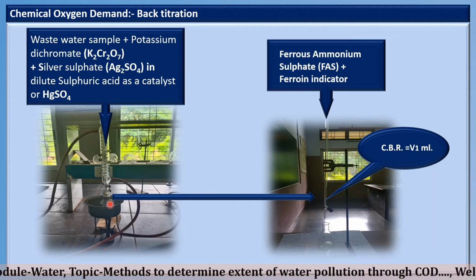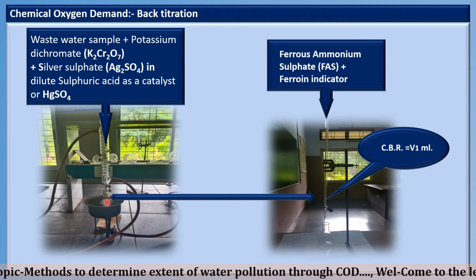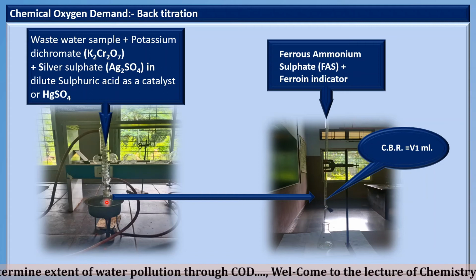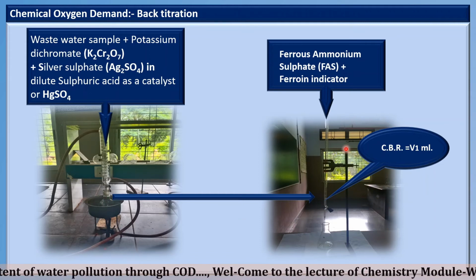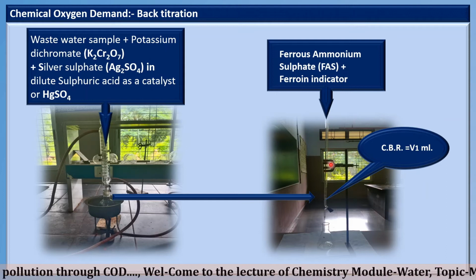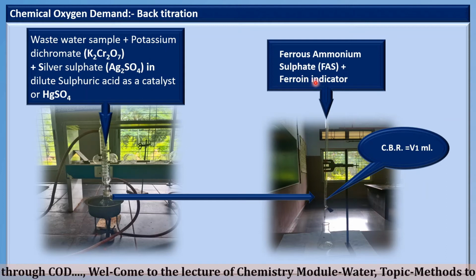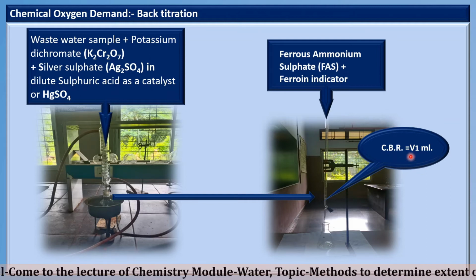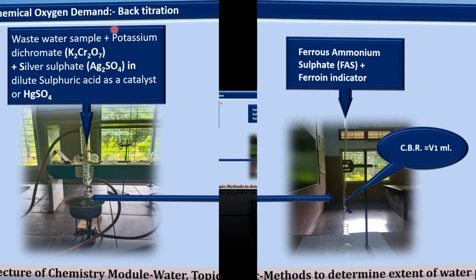After refluxing, the round bottom flask is removed, and whatever contents are obtained get transferred to a conical flask and titrated with ferrous ammonium sulfate present in a burette, using ferroin indicator. The constant burette reading obtained is V1 ml for that back titration.